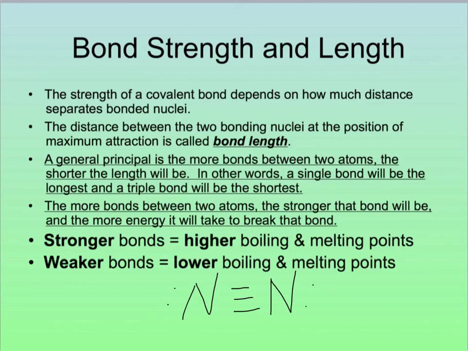And so the stronger the bond, the higher you've got to boil it, and the higher the temperature it takes to boil and to melt it. And the same thing, the weaker the bond, the lower the melting and boiling point.